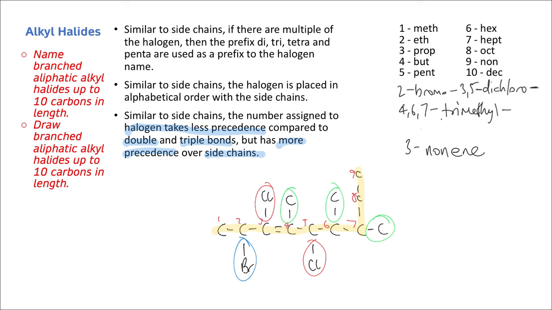So alkyl halides, you just name the halogens that are attached there as if they're side chains using the names that you've given it, and then follow all of these rules as well.